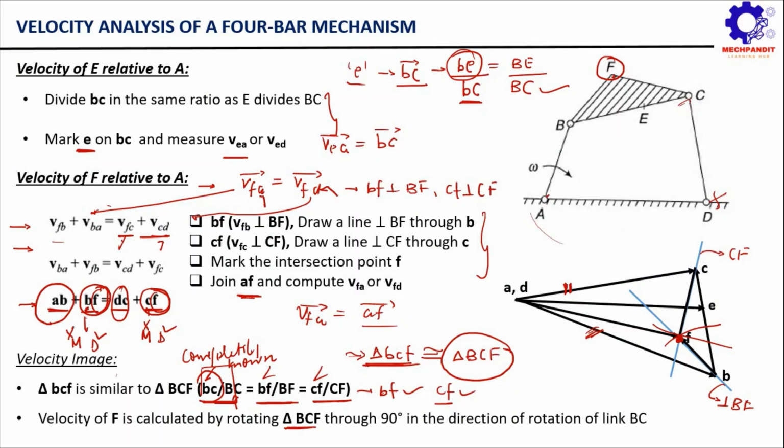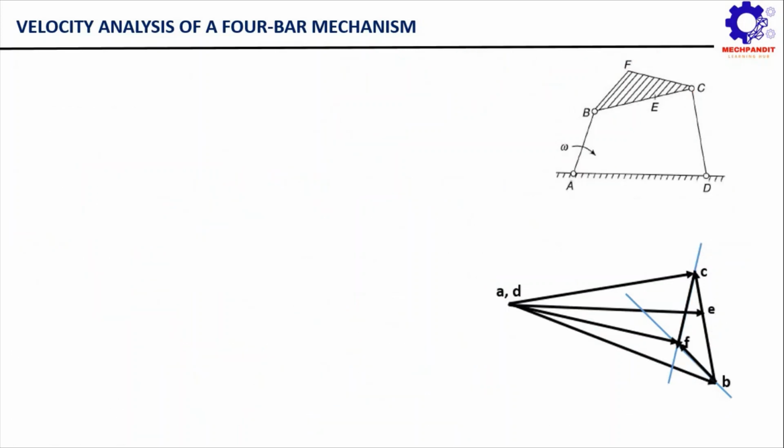And also just remember this concept that this smaller triangle, triangle BCF in the vector diagram, is called the velocity image of the triangle BCF in the configuration diagram. So that is the complete vector diagram which I am showing you here. Now let's move to the next part of this problem.